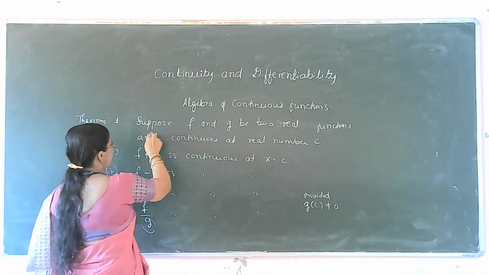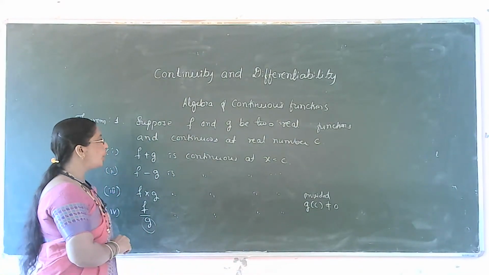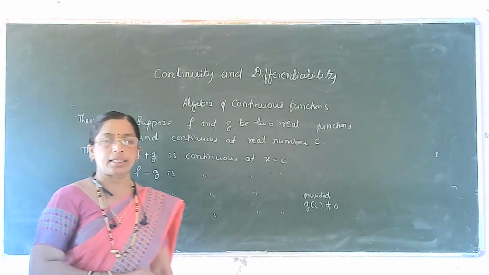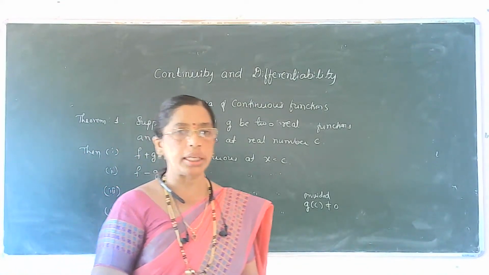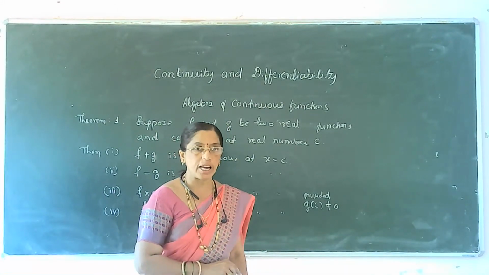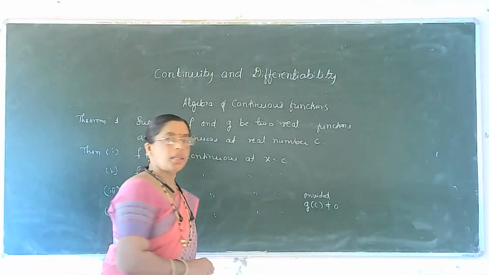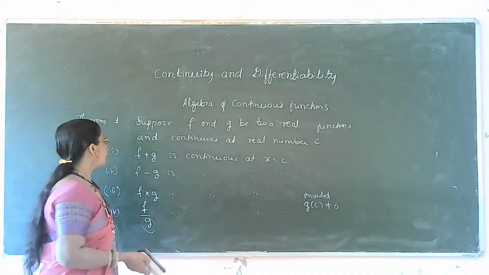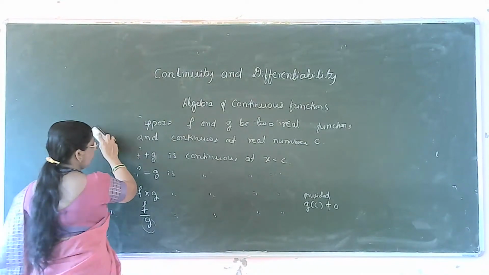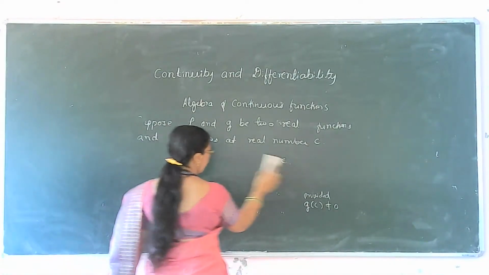Once again I say, suppose f and g are two real functions continuous at a real number c. Then f plus g, f into g, and f minus g are continuous at c, and f by g is also continuous at c, provided g of c is not equal to 0. We solve some problems here, or rather I will give you one proof.